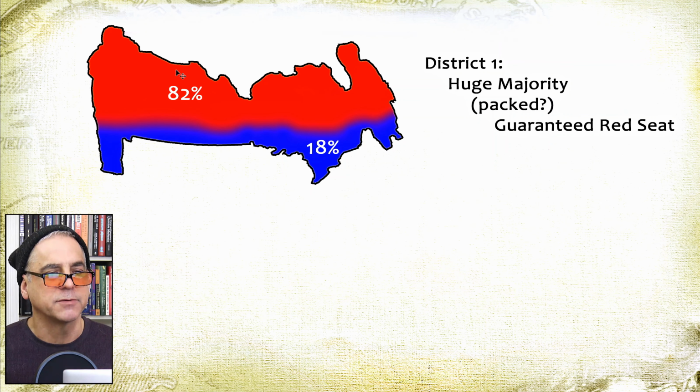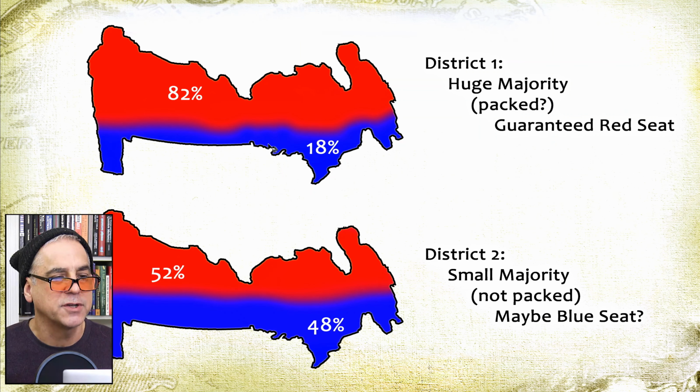How would you rate this district? Is it beneficial or harmful to the red party? Some would say the district is packed with red voters, so that must be bad. But it has elected a red candidate, so isn't that good? On the other hand, down here, District 2 has also elected a red candidate, but with only 52% of the vote. How would you rate this district?